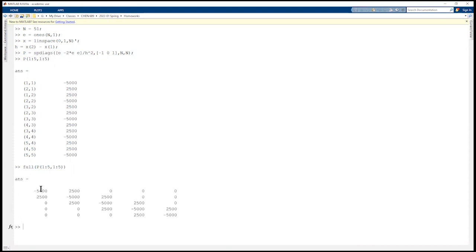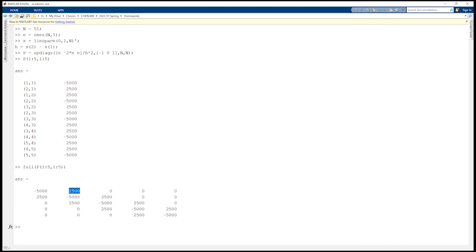And so we have our -2, 1, and of course h squared is there making this, instead of -2, it makes it -5,000, right? 1, -2, 1, etc., all the way down. Now remember, we didn't want a 1 here, we wanted a 2. So we have to fix that.